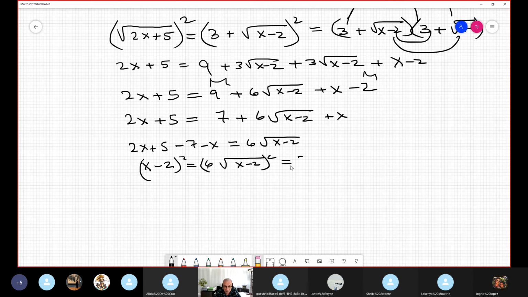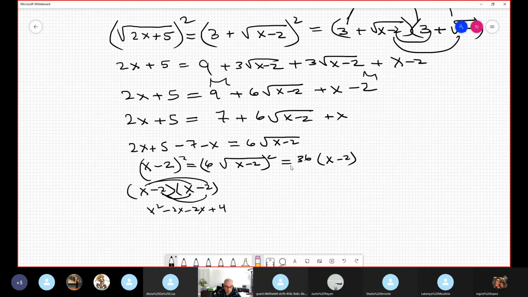When you square, this is 36. 6 squared, 36, multiplication x minus 2. Don't forget this parenthesis, it is super important. And x minus 2 times itself is x squared first, power, minus 2x, inner, minus 2x again, plus 4. So actually we have x squared minus 4x plus 4. In the right hand side we have 36x, and this is 72, no? Minus 72. Let me check just in case. Yeah, it's 72, it's obvious.